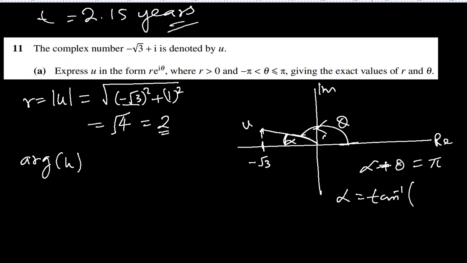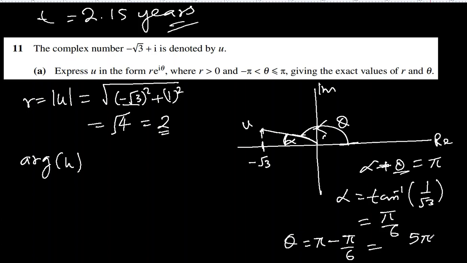So alpha will be tan inverse. What is the height? This is 1 over square root 3. That is pi by 6. Yeah, pi by 6. So now theta will be pi minus alpha, which is pi by 6 now. So theta is 5 pi by 6. So our argument is 5 pi by 6, which is less than pi, and we can write now, the form is r e to the power i theta, it will become u equals 2 e to the power i 5 pi by 6.